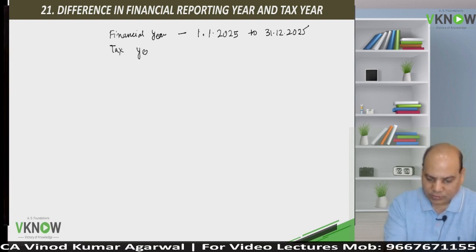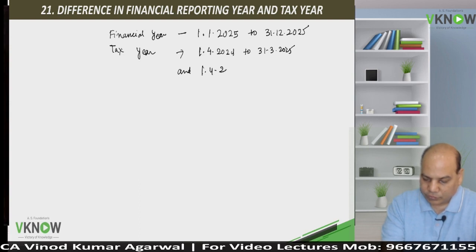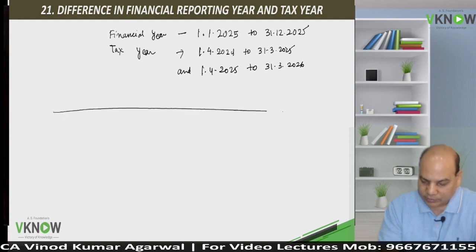And tax year is April to March. So tax year would be 1/4/2024 to 31st March 2025, and 1/4/2025 to 31st March 2026.